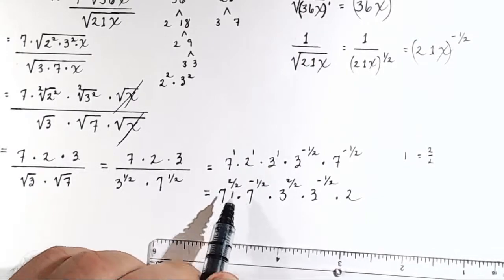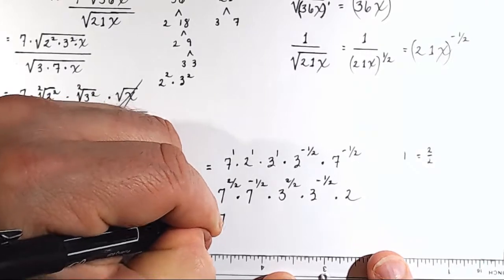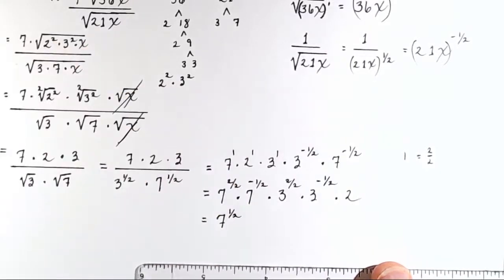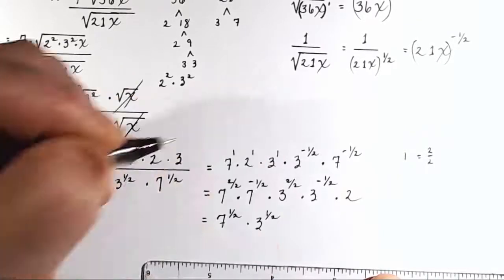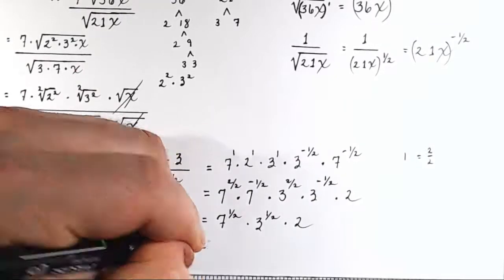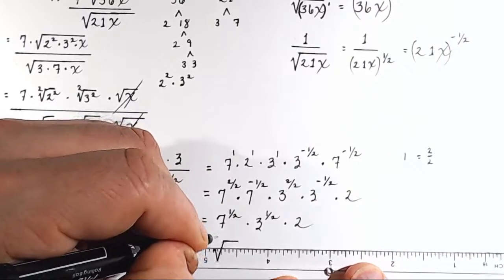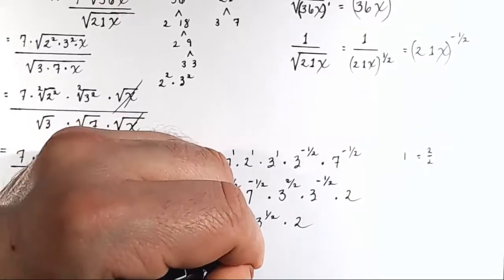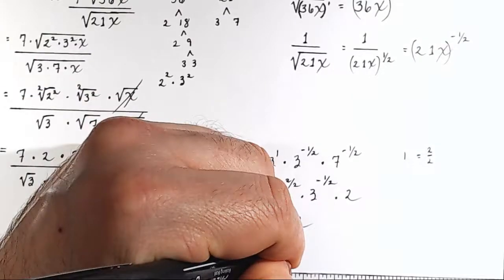And now we just use the product rule to add the exponents. So here this is 7 to the 2 minus 1 over 2. That's just 7 to the 1/2 power times 3 to the 1/2 power times 2. Remember, anything raised to the 1/2 power is just the square root. So I've got here square root of 7 times square root of 3 times 2.